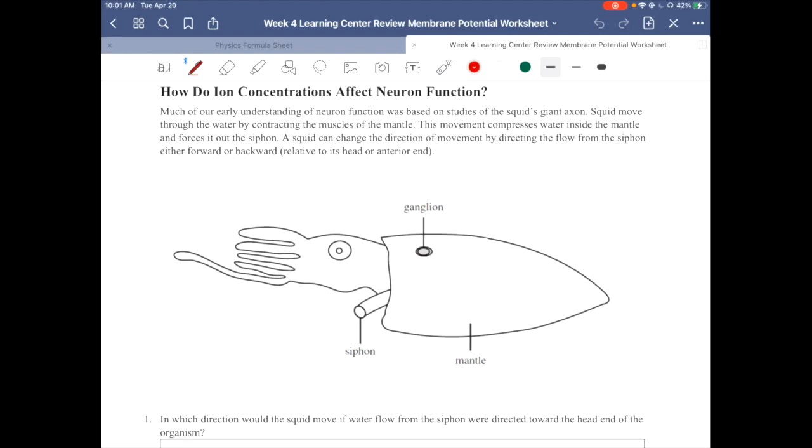If you have the worksheet for the ion concentration and neural functioning, please pull that out. So last week we looked at circulation, and this week we're going to be looking at the nervous system.